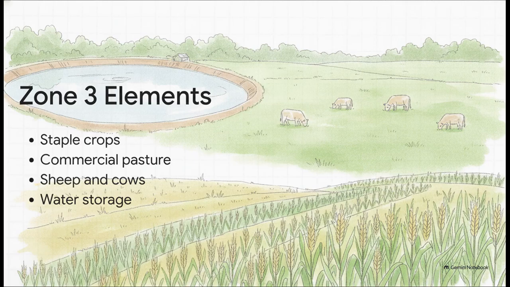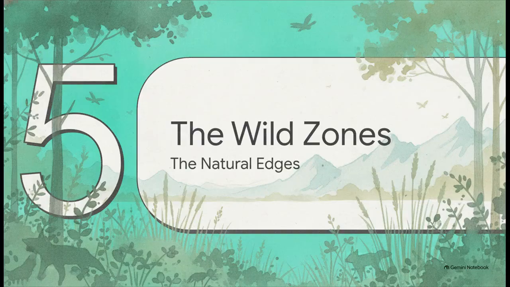We're talking about broad-scale staple crops, grazing pastures for sheep and cows, and large water storage dams. These are highly resilient systems that can operate largely self-sufficiently for weeks at a time without us needing to constantly intervene. Section 5, the wild zones.